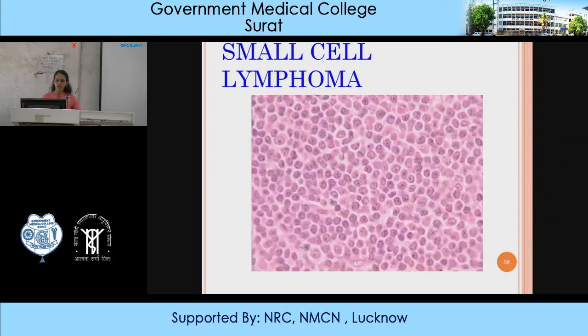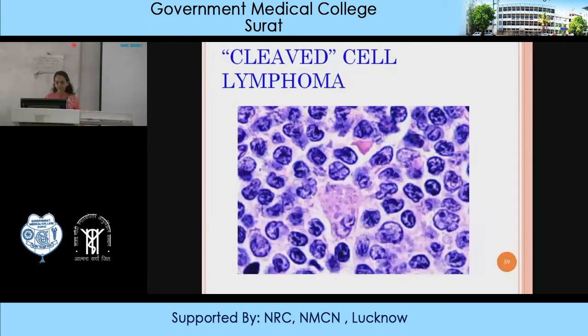Now see this, it is a small cell lymphoma, B cell lymphoma, with medium-sized cells, monomorphic appearance, small nucleoli and effacement of architecture. These are cleaved cells. Cleaved, that means cleft. In this nucleus you will see the nuclei like a folded balloon. Those are the cleaved cells.